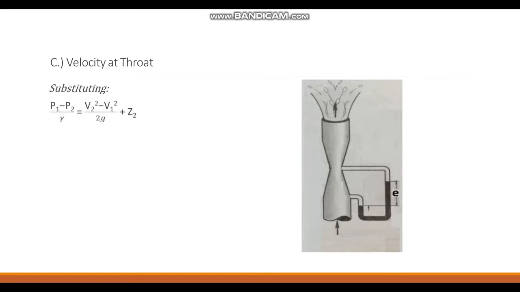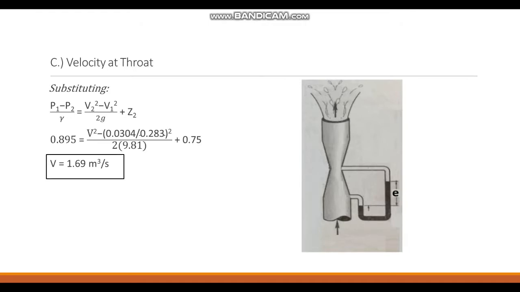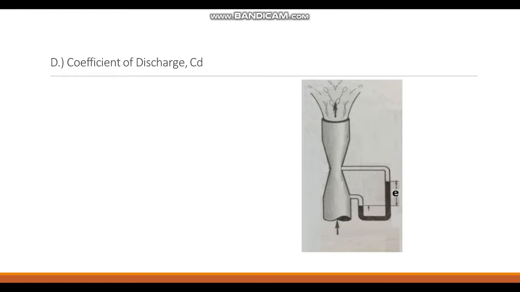Next is to solve for the velocity of the inlet. For this case, use the same Bernoulli's equation, but this time substituting V sub 1 with Q over A, leaving us with V sub 2 as the unknown variable. Simplifying the Bernoulli's equation, we will compute V sub 2, which is equal to 1.69 meters per second.